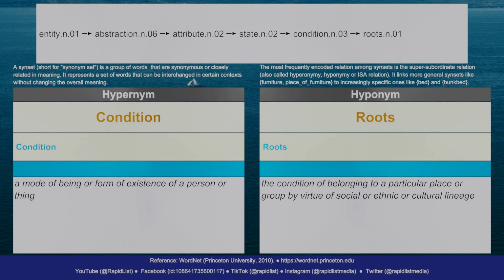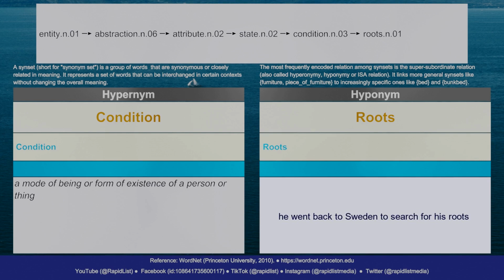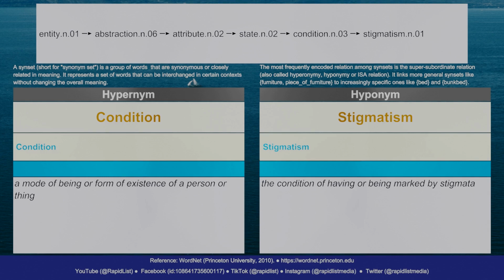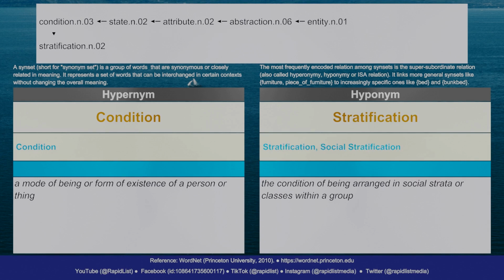Roots. The condition of belonging to a particular place or group by virtue of social or ethnic or cultural lineage. He went back to Sweden to search for his roots. Stigmatism. The condition of having or being marked by stigmata. Stratification. The condition of being arranged in social strata or classes within a group.